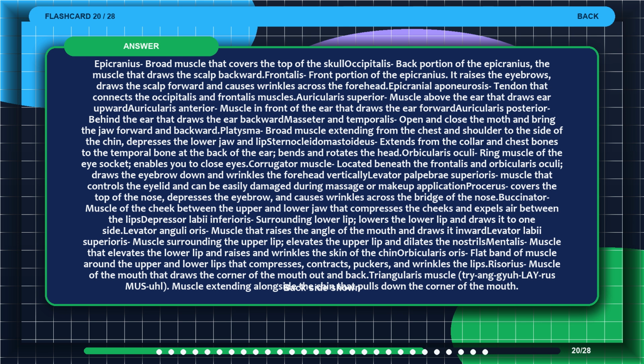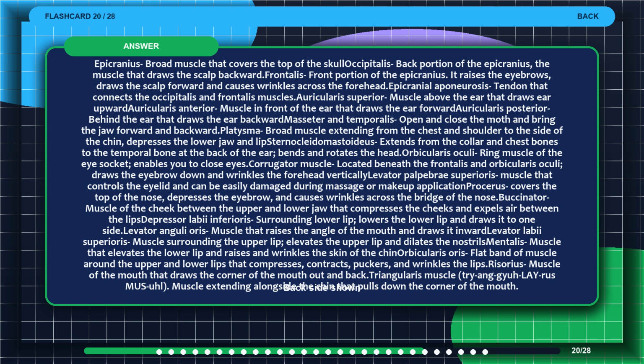Buccinator, muscle of the cheek between the upper and lower jaw that compresses the cheeks and expels air between the lips. Depressor labii inferioris, surrounding lower lip, lowers the lower lip and draws it to one side. Levator anguli oris, muscle that raises the angle of the mouth and draws it inward. Levator labii superioris, muscle surrounding the upper lip, elevates the upper lip and dilates the nostrils.